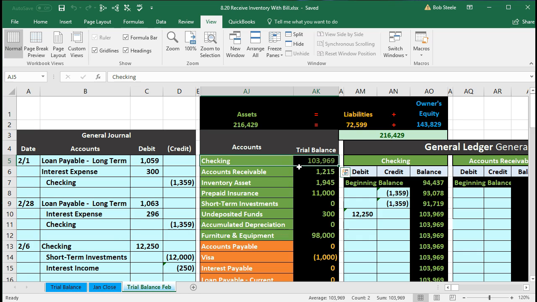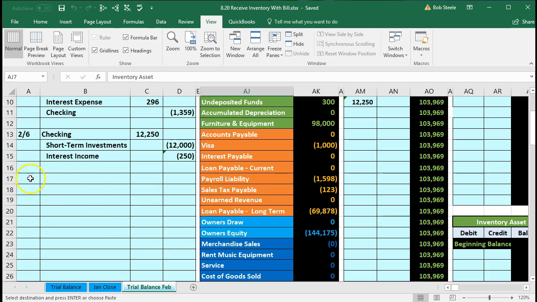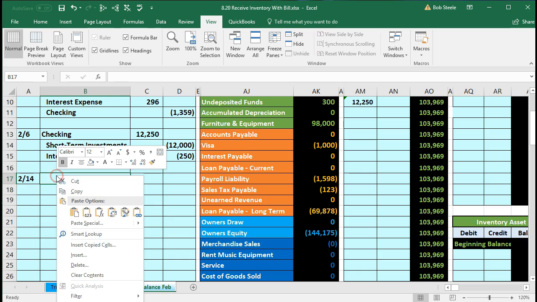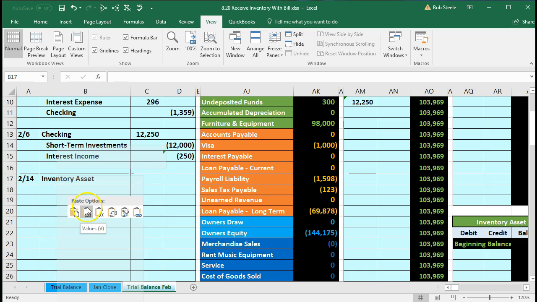I would then think about what we received. What we got is inventory. We got another guitar. So we're going to say the inventory is an asset. We got more of it, therefore it should be increasing. We will increase inventory with a debit. So I'm going to copy the inventory, scroll down to the next transaction field we have, which is on A17, and put in the date of 2/14. And we will then right click and paste 123 inventory.